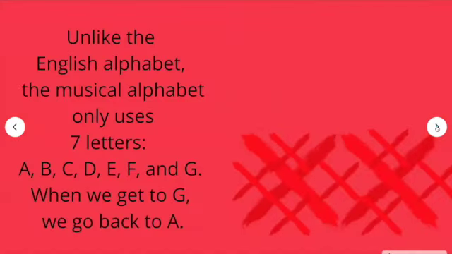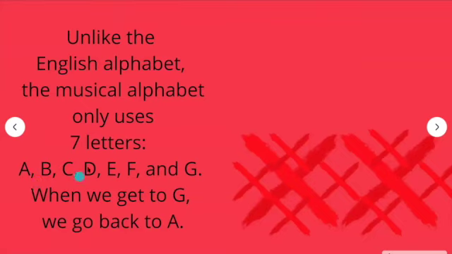All right, unlike the English alphabet, the musical alphabet only uses 7 letters: A, B, C, D, E, F, and G. When we get to G, we go back to A. So if I was to sing the musical alphabet, it would go like this. A, B, C, D, E, F, G.